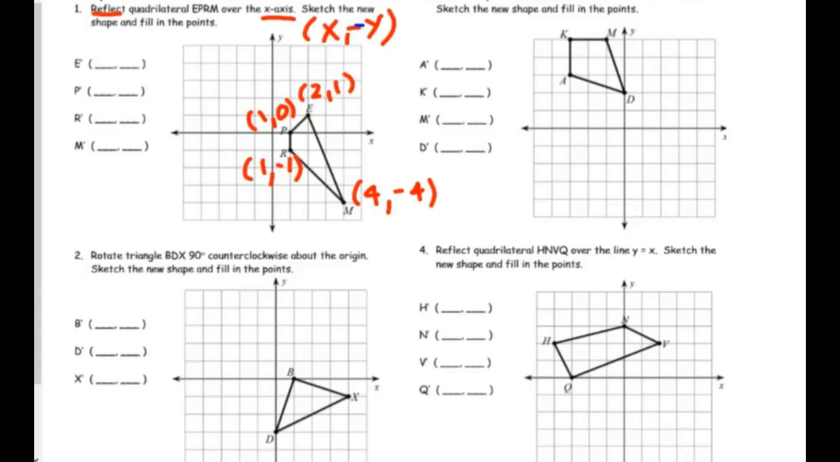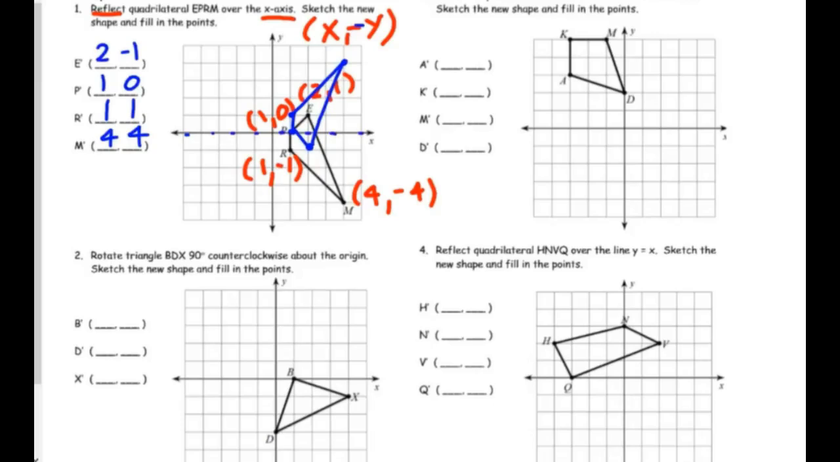For e, 2, 1 becomes 2, negative 1. For p, 1, 0, the 0 does not change. And then for r, 1, negative 1, the y value, instead of being negative, is positive. And then for m, for negative 4, instead of negative, that negative 4 becomes a positive 4. So if you can plot all 4 of those points, you will get a figure that is reflected across the x-axis.